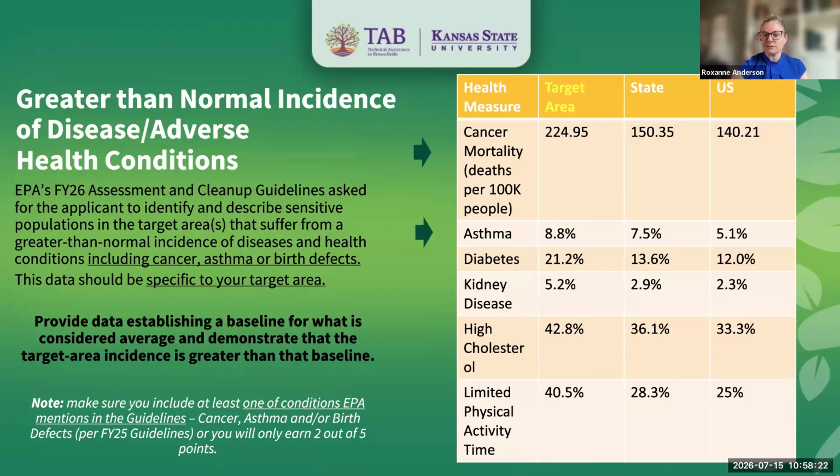Also, this is a very important scoring point because you want to make sure that you address at least one of the specific conditions EPA identifies: cancer, asthma, or birth defects. You can absolutely include other conditions, diabetes, kidney disease, coronary heart disease, whatever is relevant to your community. But if you don't include at least one of those specifically identified conditions, you may only earn 2 of the 5 points. So again, don't make the reviewer work to find the disparity. You have to show it.